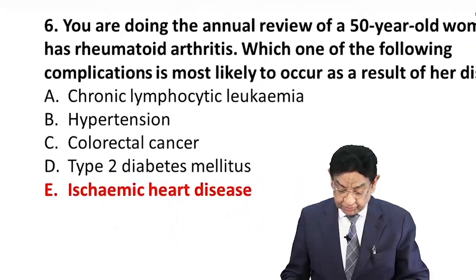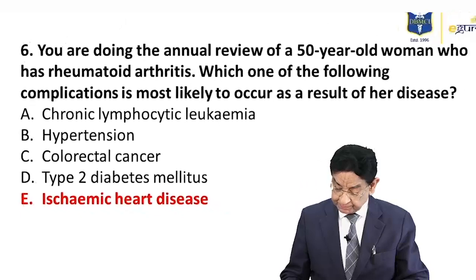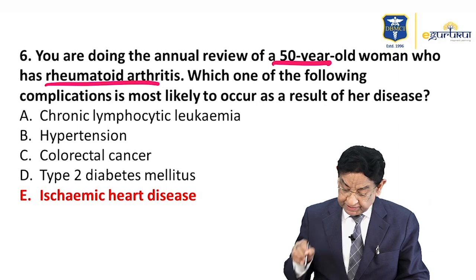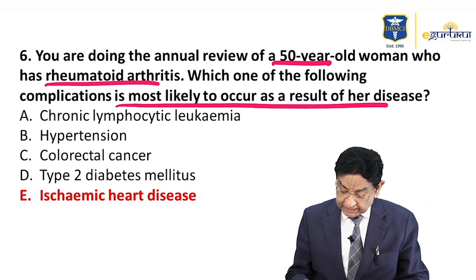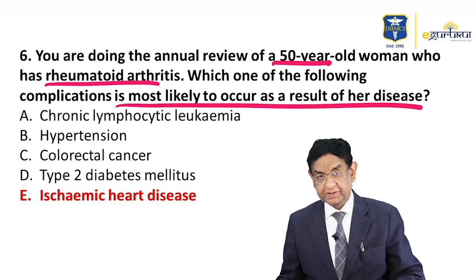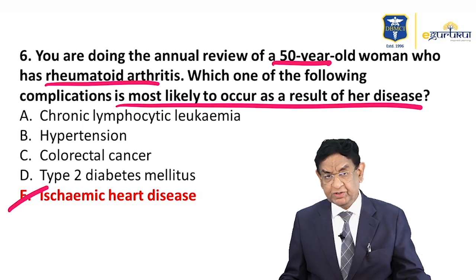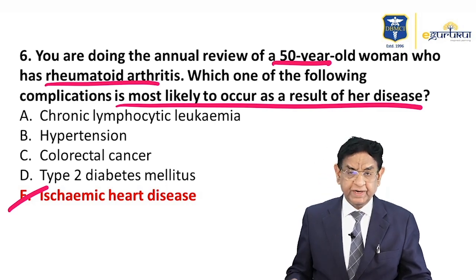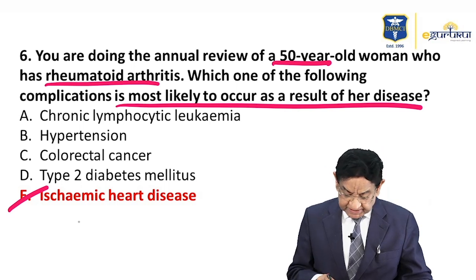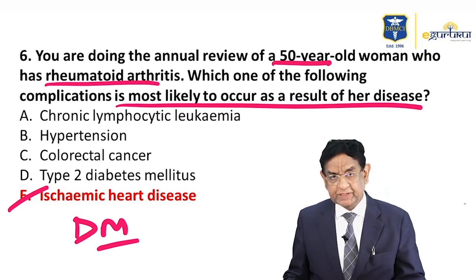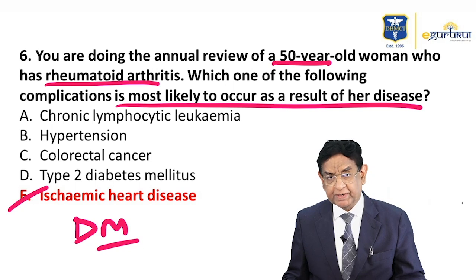Now we talk about question number 6. A 50-year-old lady with rheumatoid arthritis, which complication is most likely to occur in this patient? The answer is ischemic heart disease. What I told you in the discussion also, ischemic heart disease is as dangerous as type 2 diabetes. So ischemic heart disease is a big problem in RA.